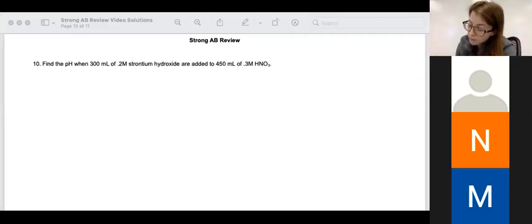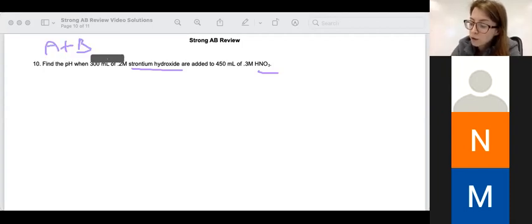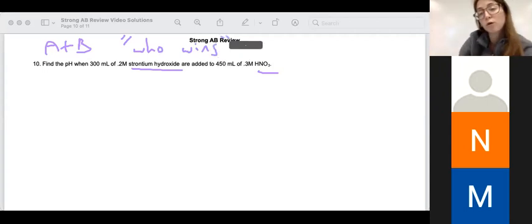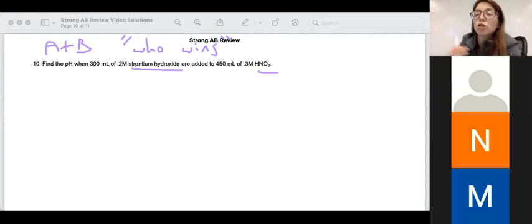Okay, for this problem, we have a base and an acid. It doesn't say neutralize, it doesn't say titrate. So this is an acid plus base problem where we're looking at who wins. Basically, do we have more H than OH or more OH than H? That means for my base, I need to find the OH. My acid, I need to find the H. And for those, I mean moles, not just molarity. Moles of H and moles of OH, so I can compare them.